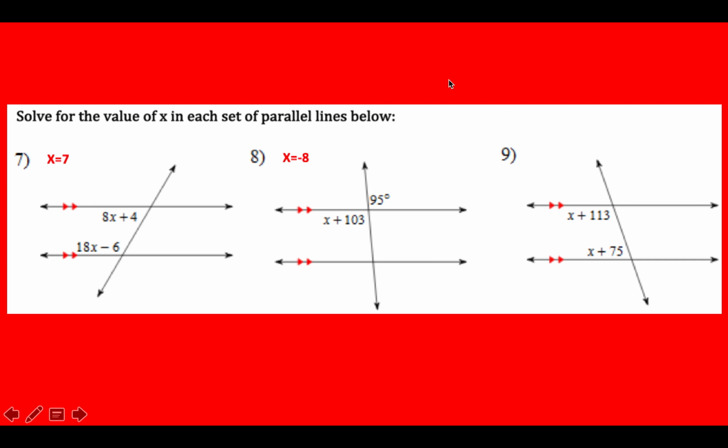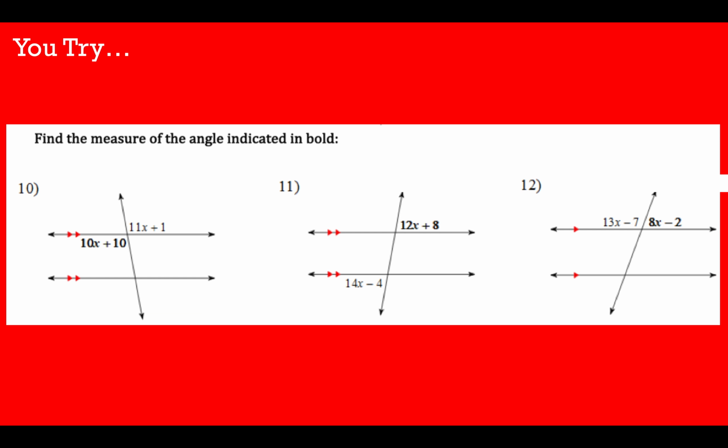For this one, this is similar to number 7. We're going to set it equal to 180 degrees by adding them together. We're going to solve for x to give us negative 4. Pause the video and try 10, 11, and 12.